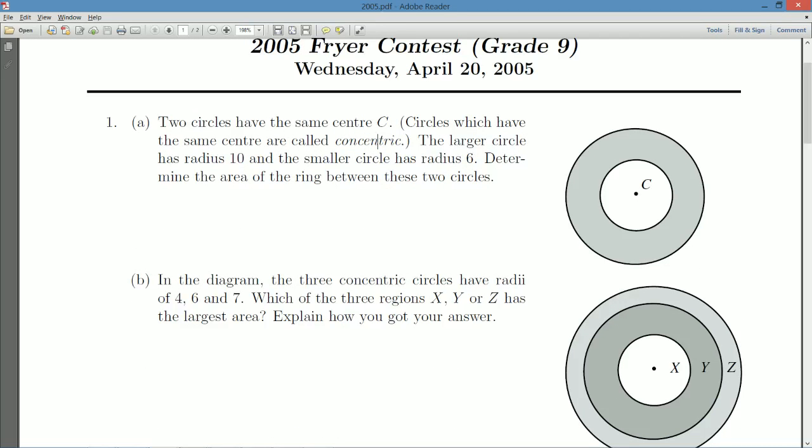The larger circle has radius 10. So that's this big one over here. And the smaller circle has radius 6. Determine the area of the ring between these 2 circles. Okay, not particularly difficult. What we need to do is realize that this smaller circle plus the ring is equal to the area of the bigger circle. And from there, we use the formula for the area of a circle. We should be able to get ourselves an answer.